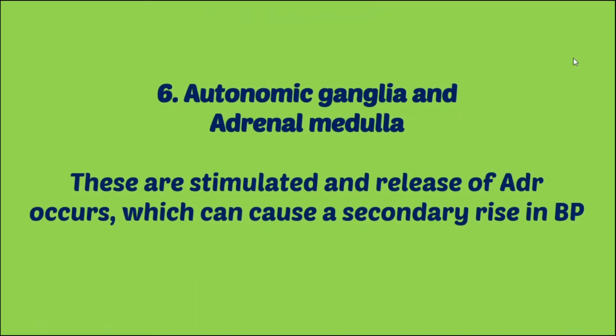Moving on, autonomic ganglia and adrenal medulla. So these are stimulated and release of adrenaline occurs, which can cause secondary rise in blood pressure. So initially whenever histamine is given or whenever histamine is released, there is fall in blood pressure. Now this fall in blood pressure is due to vasodilation, that is H1 and H2 both receptors are involved in vasodilation, right? But after that there is rise in blood pressure that may be due to release of this adrenaline.